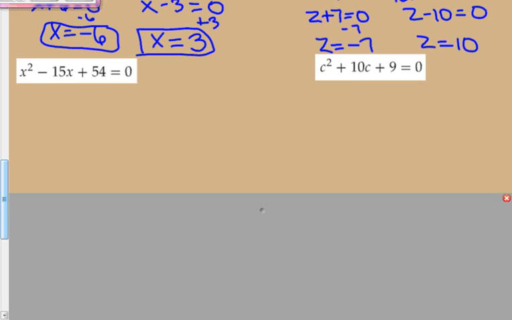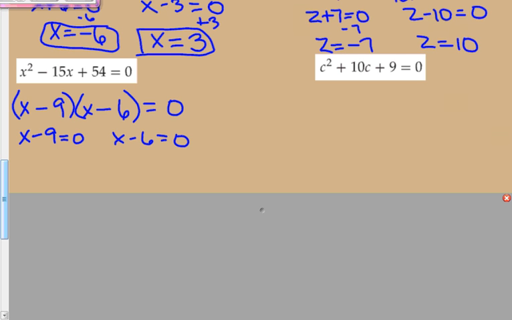About out of time, but I'm going to do two more of these really fast. Two binomials equal to 0. You have x in each one. This time you've got a negative middle term but a positive last term, so they're both going to be negative. And they'll add to get 15. So 9 and 6. And there you go. You factored it. Now you'll set them each equal to 0. x minus 9 equals 0. x minus 6 equals 0. And that means our two solutions would be a positive 9 and a positive 6.